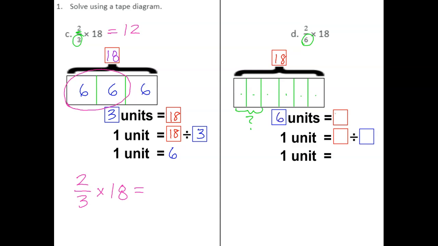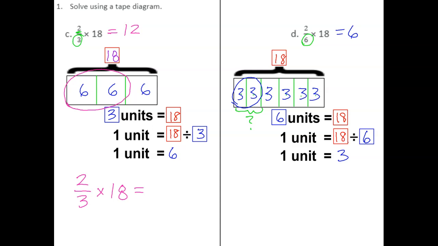6 units here, and 6 units is equal to 18. So that means that 1 unit is equal to 18 divided by 6. 1 unit is going to be 3. All right, so if 1 unit is 3, then 2 units is 3 plus 3, or 6. And we can put in all of our units, but they're just asking us for 2. So we just want these 2 right here.